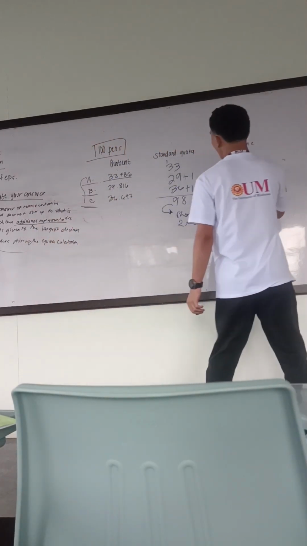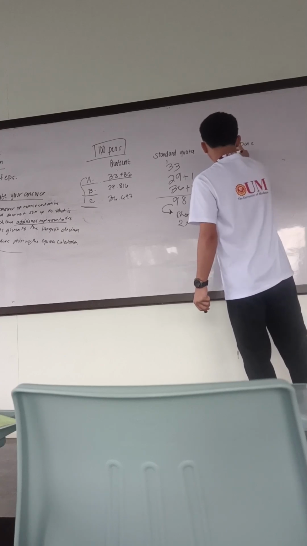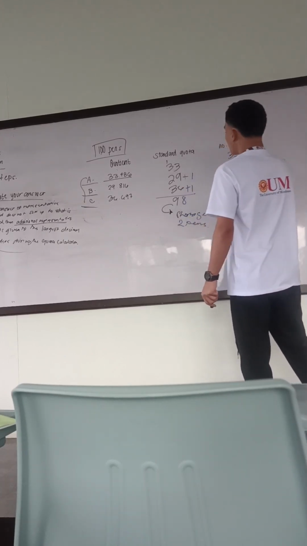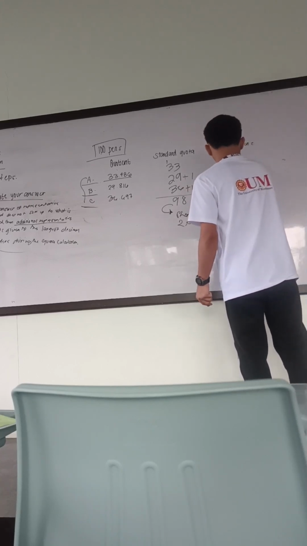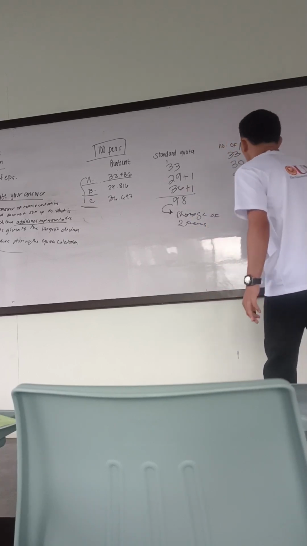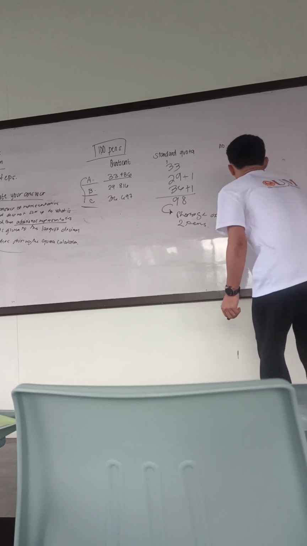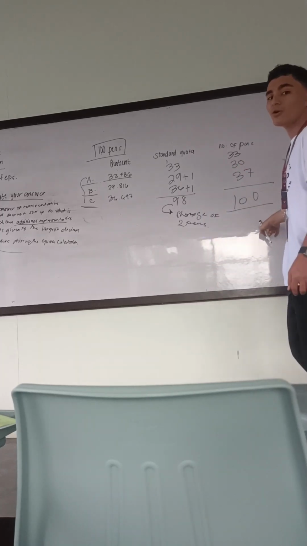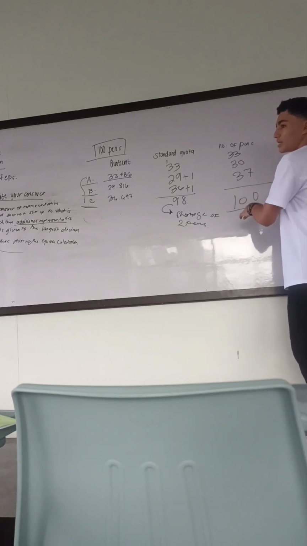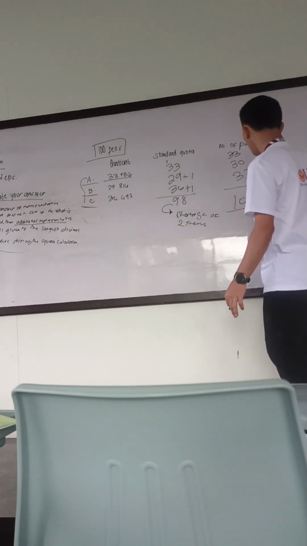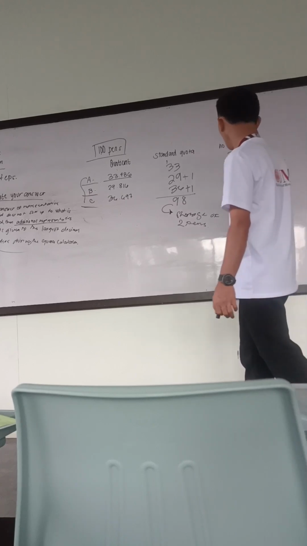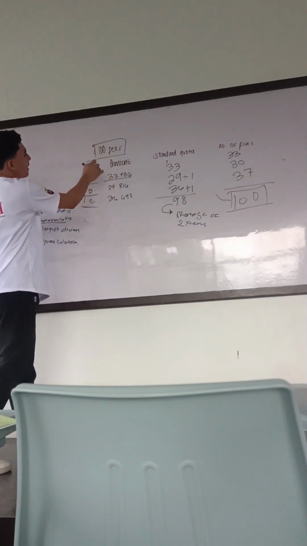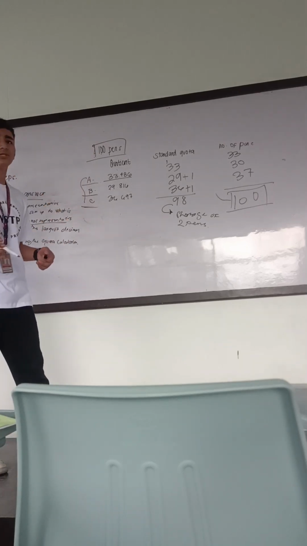So it will have a total now of 29 plus 1 equals 30. Then 36 plus 1, 37. So we must sum it all. Here, we have also a 100 percent.